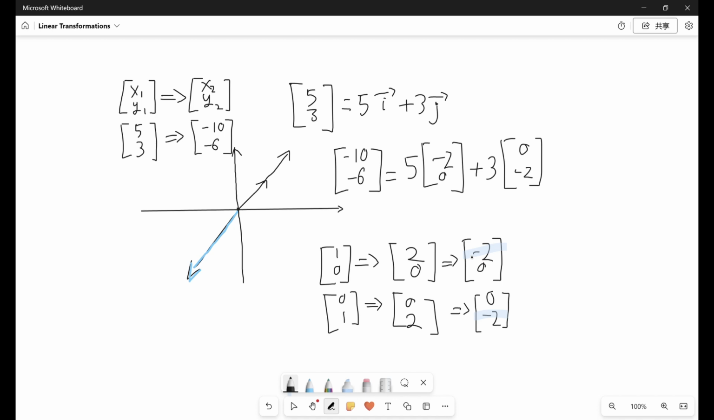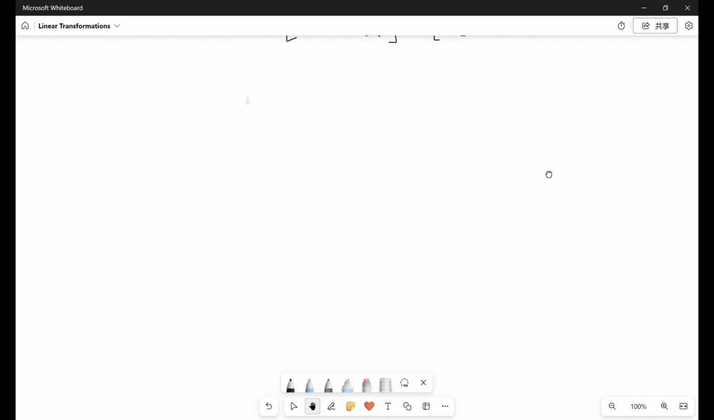Then essentially your basis vectors transformed, and your vectors also transformed on the basis of the basis vectors, which is probably why they're called basis vectors, because the other vectors are transformed based on these basis vectors. So if I change my basis vectors to maybe negative 3, 0 and 0, negative 2, then this over here would have been negative 15, negative 6, not negative 10, negative 6. So that's just how it works.